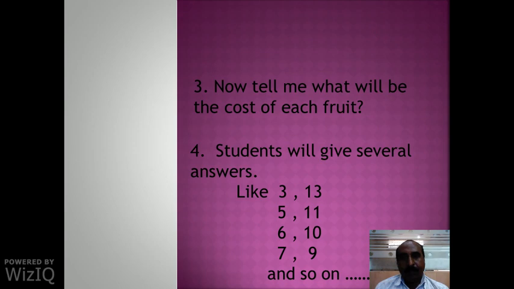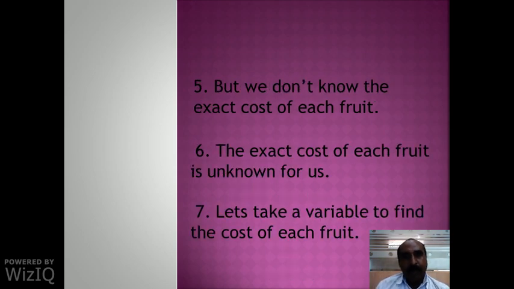Students gave several answers, like some student said rupees 3 is the cost of mango and 13 is the cost of apple. Like this, there are many pairs of costs, like 5 and 11, 6 and 10, 7 and 9, and so on. But all of that is not correct, because we don't know the cost of each fruit. That exact cost of each fruit is unknown for us.